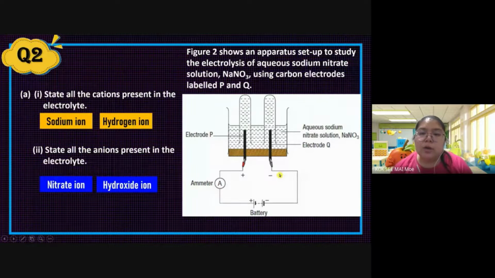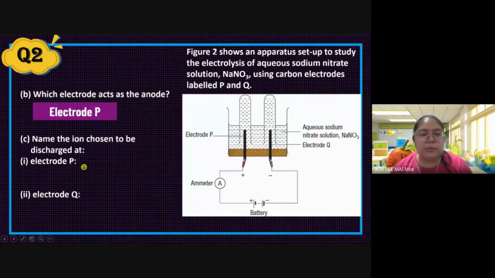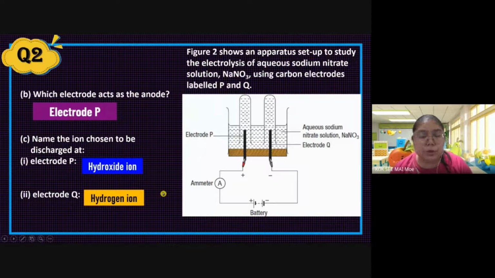If I go to the cathode, which one do you choose to discharge? Sure, it's hydrogen, because hydrogen is lower in the series. We also check the electrodes: they are carbon and the electrolyte does not contain any carbon, so there is no need for purification. They just do the normal electrolysis process. So the answer: at P, hydroxide is chosen; at Q, hydrogen is chosen.